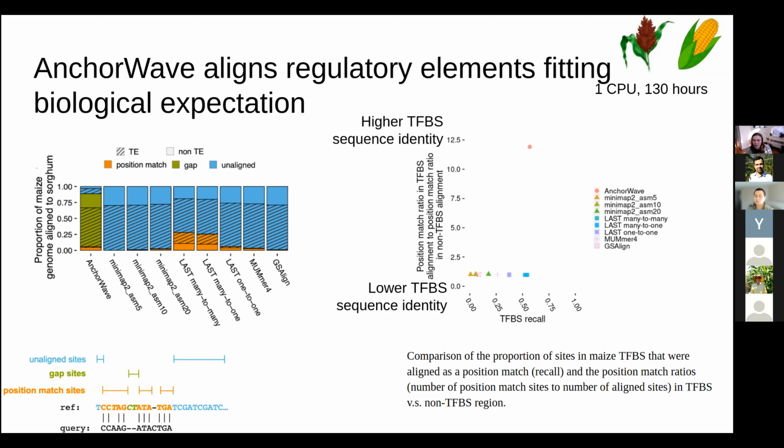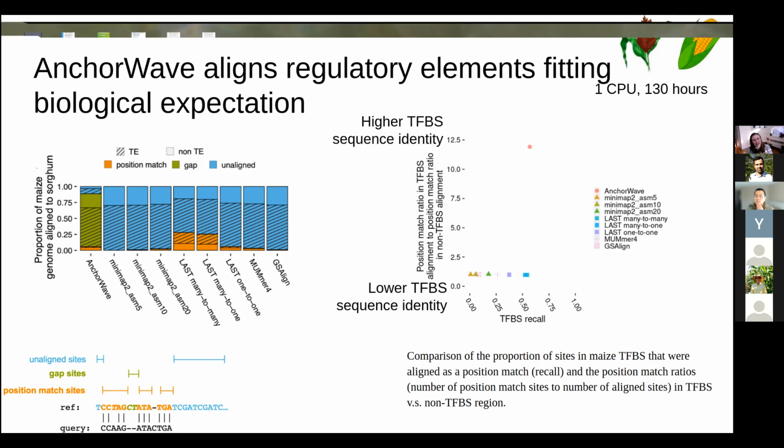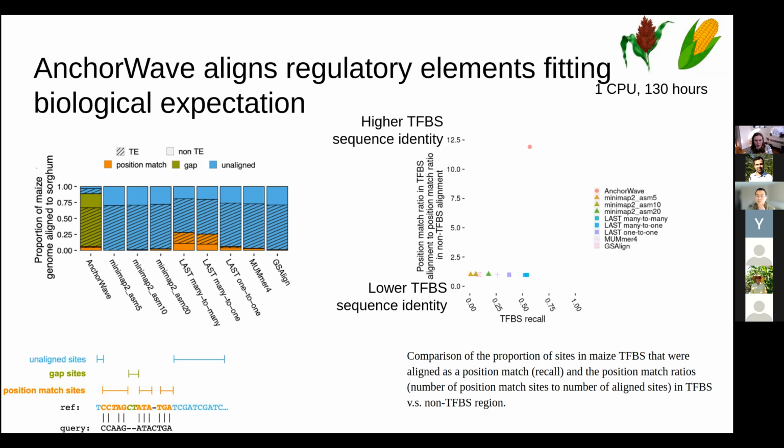But what we do see is that AnchorWave is near the top here. You might not actually see it because it's this circle up here, higher up on the y-axis. But we're recovering over half of the maize transcription factor binding sites in sorghum. Okay, so that's all good, but AnchorWave isn't actually doing all that much better than last in this comparison.